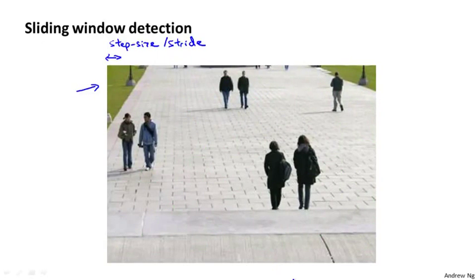Now, that was a pretty small rectangle that would only detect pedestrians of one specific size. What we do next is then start to look at larger image patches. So now let's take larger image patches like those shown here and run those through the classifier as well.